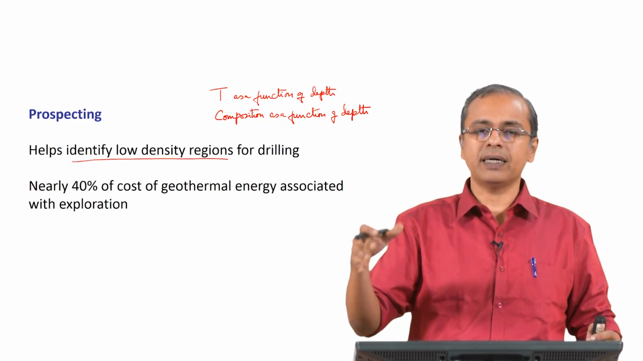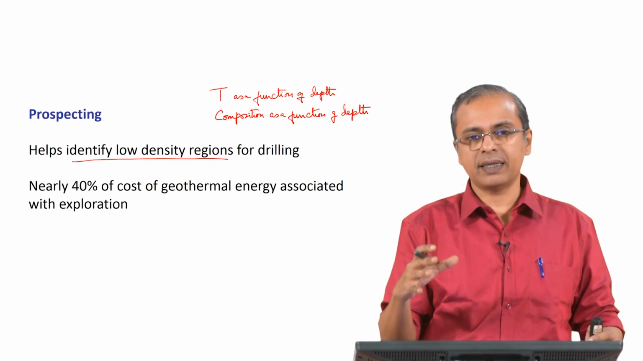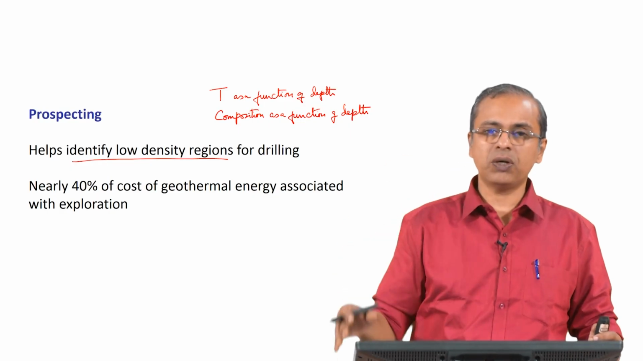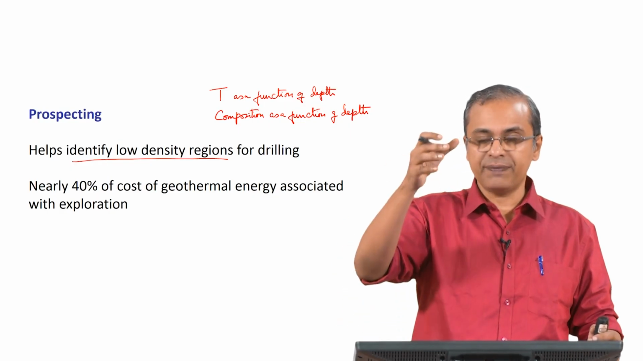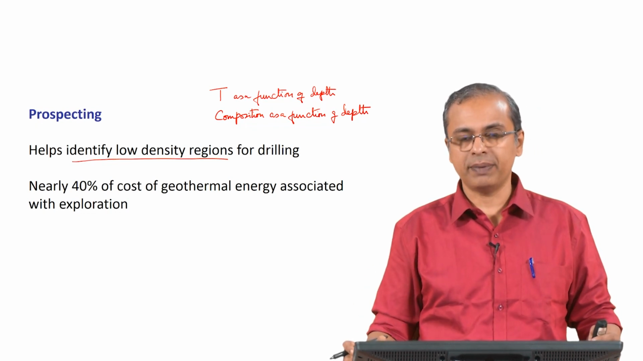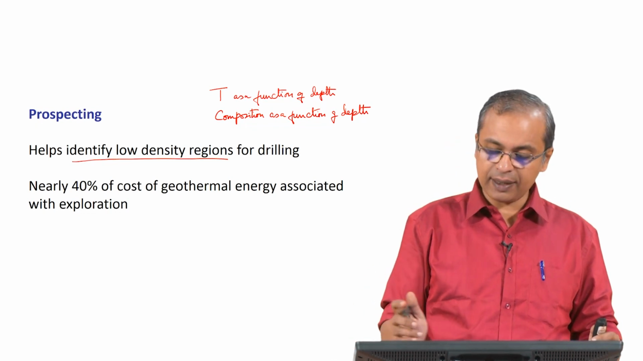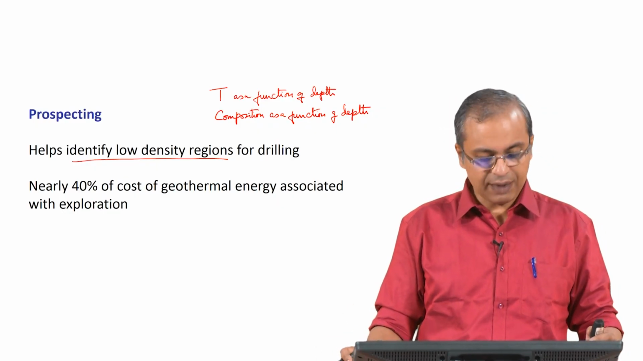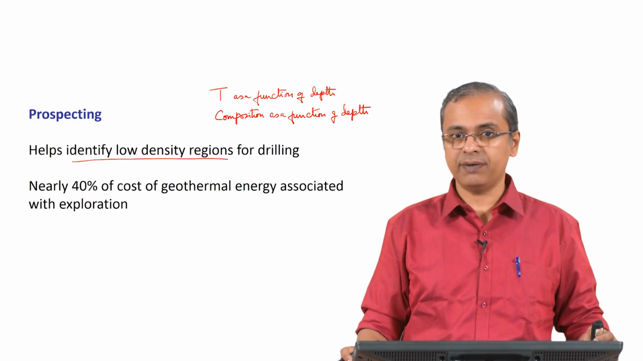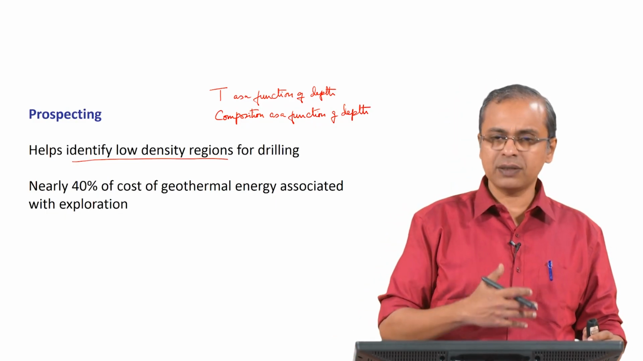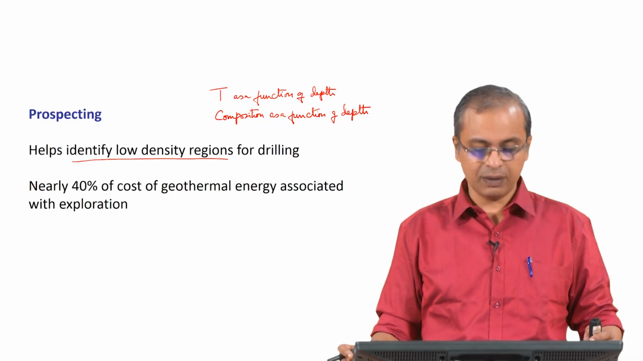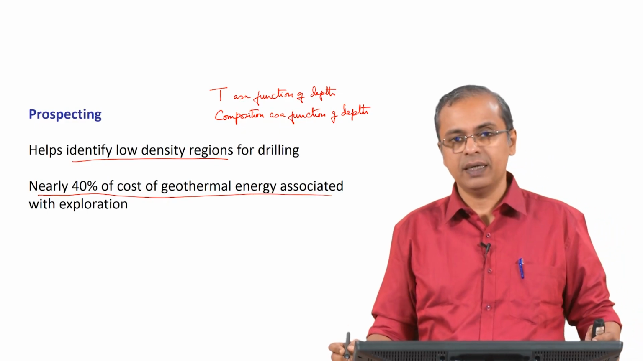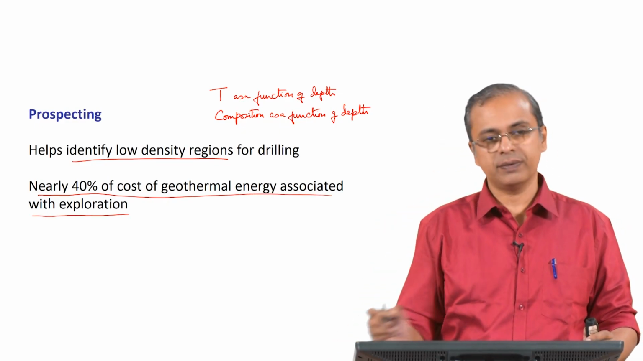So, even within the same area, supposing you have located a particular region where it seems like there is some hot spot below, even in that region you can check out multiple neighboring locations to see if there is one region where the drilling seems to be going much more easily, right. That enables the setting up of the plant in a much easier manner, and therefore, this is a very important initial activity. And incidentally, this is done so extensively in order to locate these plants that nearly 40% of the cost of geothermal energy is associated with this exploration process.